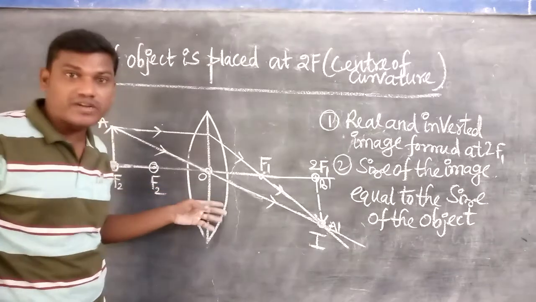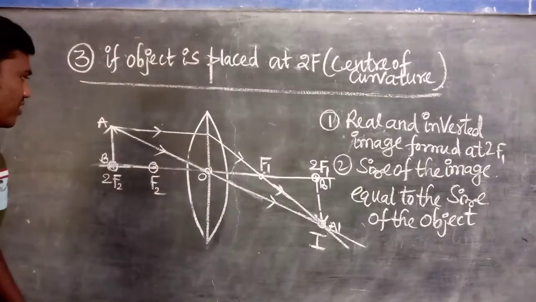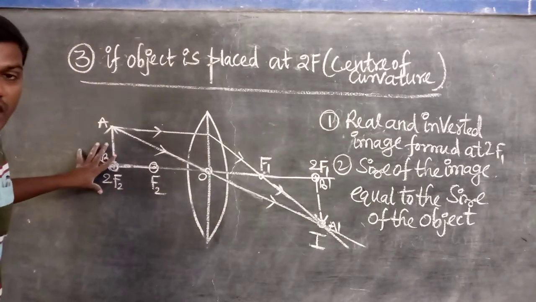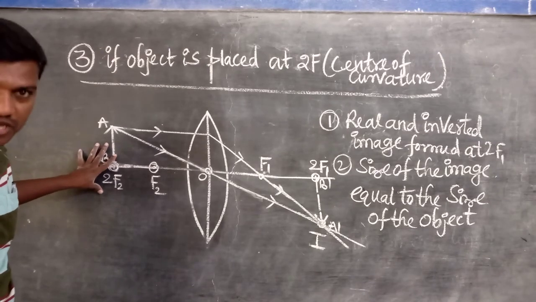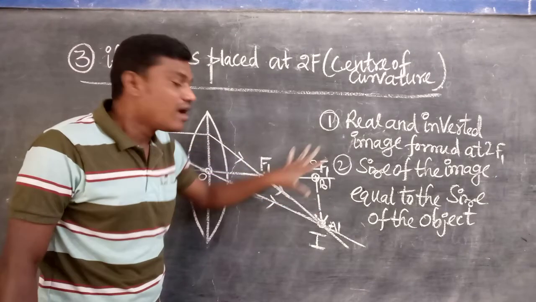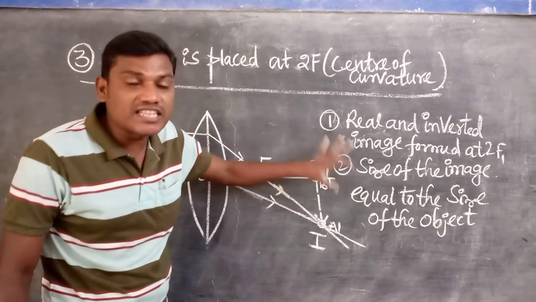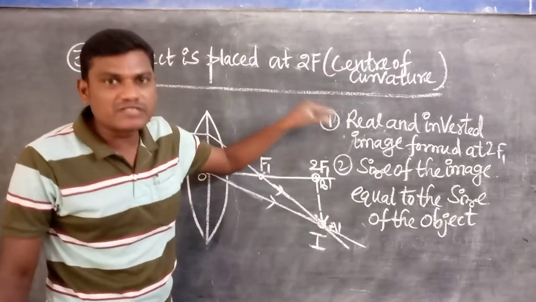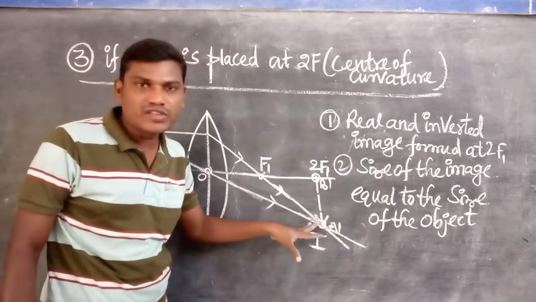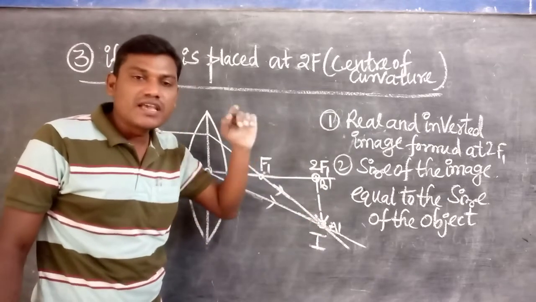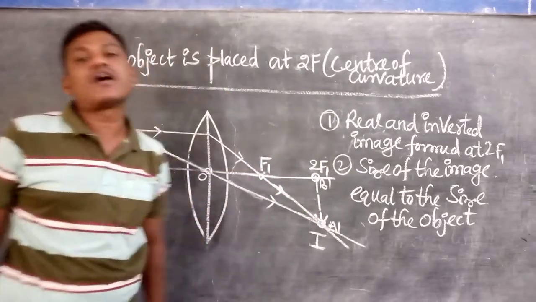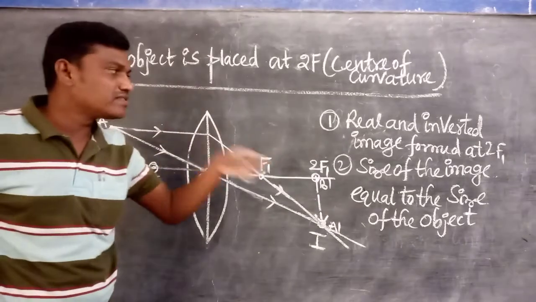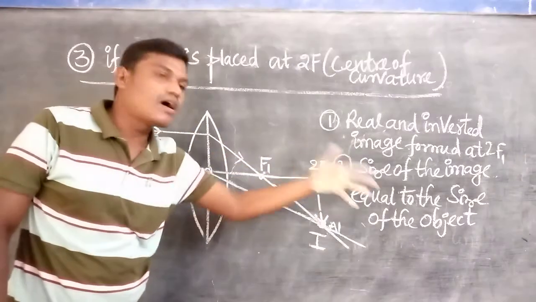Listen very carefully. It is very, very important from the public examination point of view. If an object is placed at 2f or center of curvature, the image will also be formed at the center of curvature, but on the other side of the object. What is the nature? A real inverted image will be formed at 2f1, and the size of the image is equal to the size of the object, or the size of the image is the same as the size of the object.